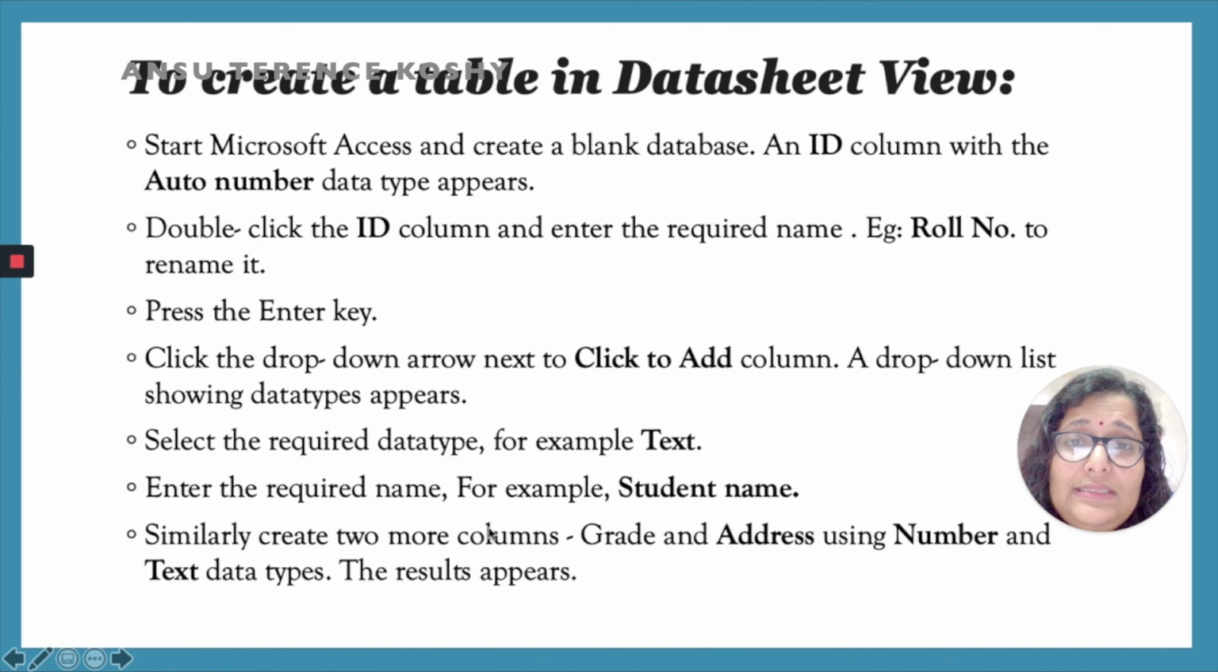You have to first select what type of data you need. If it is text, click on text. If it is numbers, click on number. Enter the required name, for example, student name. You have to change the click to add column to student name. Similarly, create two more columns, grade and address, using number and text data types, and the result appears.